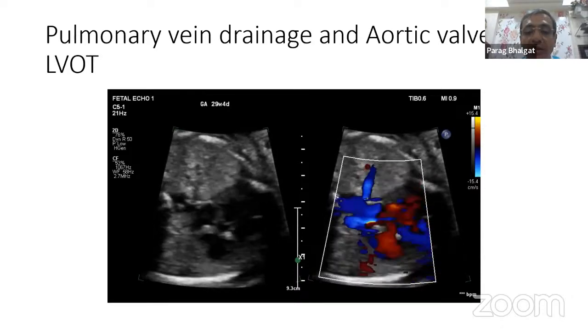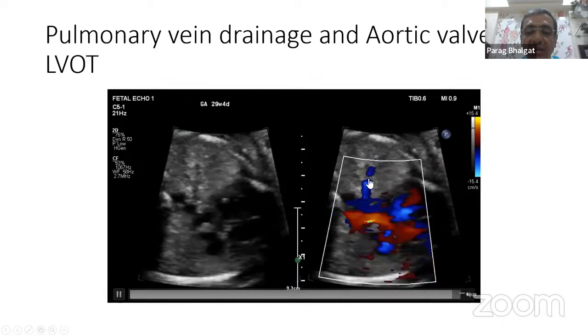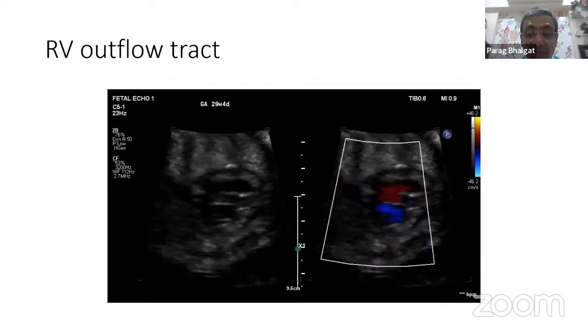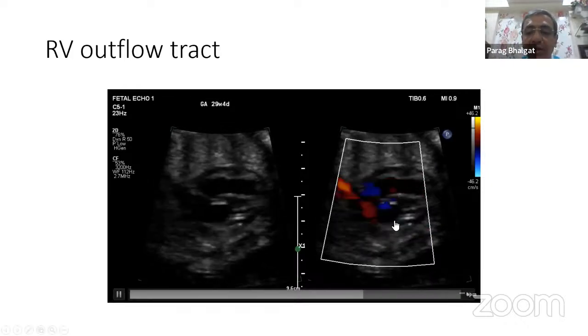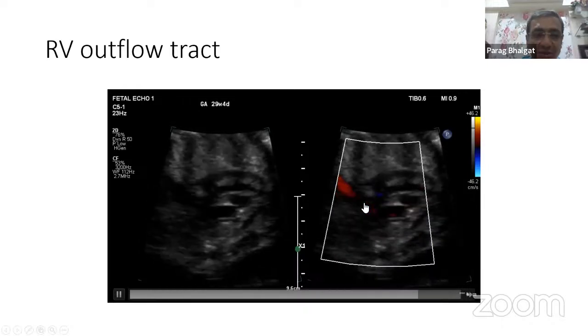It is important to demonstrate drainage of pulmonary veins. So these are one side, this is the other side, pulmonary veins draining into the LA. I try to demonstrate pulmonary veins in every patient. We have seen the origin of the aorta. Now this is the origin of the pulmonary artery from the RV. If you compare with that image, these are crossing each other.